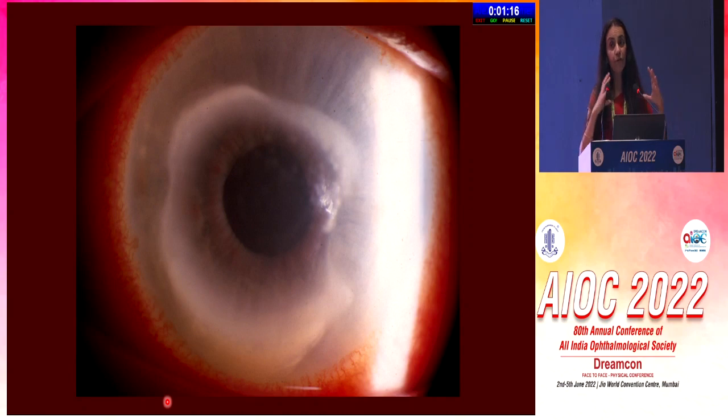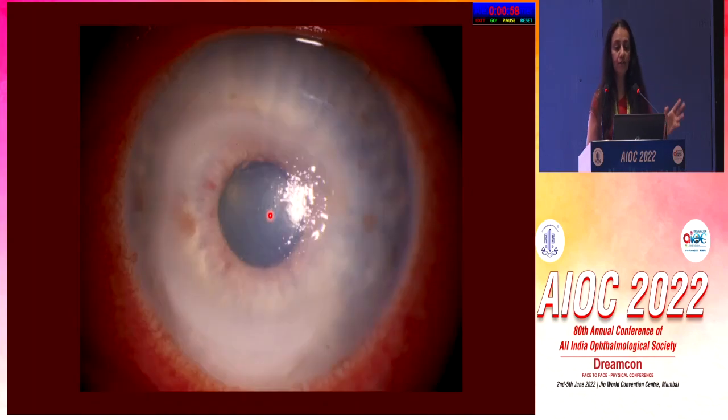What's wrong with this picture? You have a ring ulcer. Why do you get rings? Because there's an antigen in the center, like in a fungal ulcer, and antibody coming in from the periphery, from the limbal vessels, and they meet in the center to form a ring. But here there's no antigen in the center. There's no infiltrate.